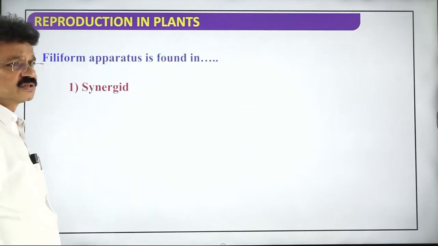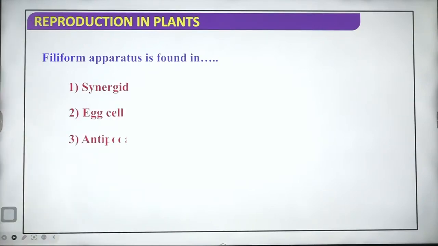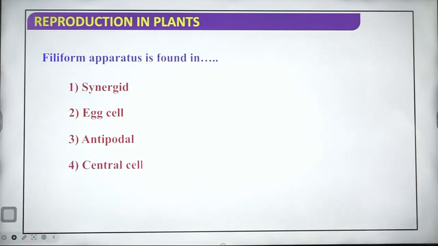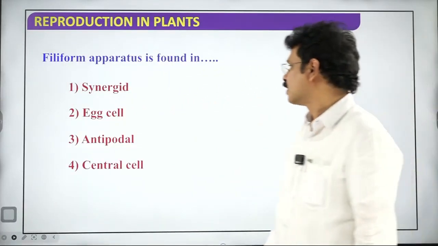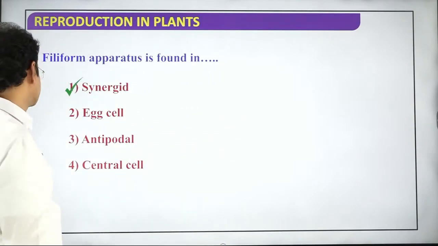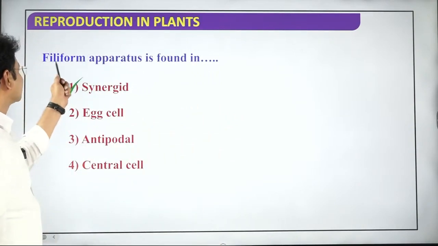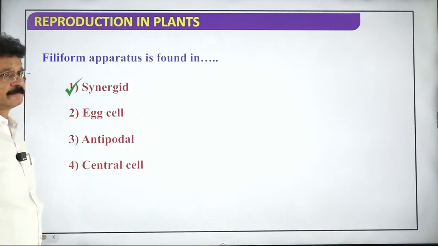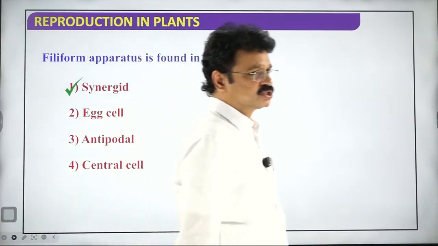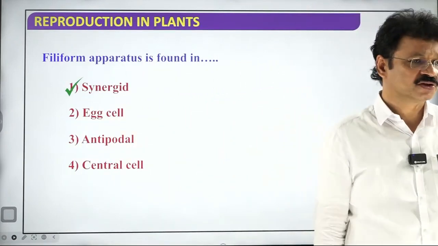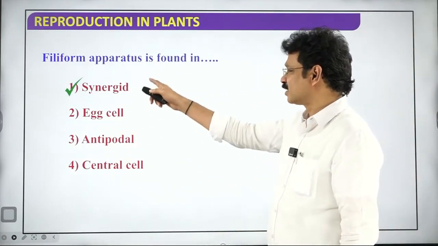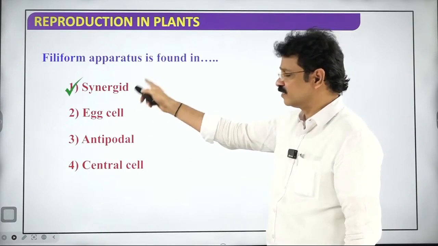Try to answer these questions. Filiform apparatus is found in? Answer: synergid. Yes, first option. What is the function of this filiform apparatus? The chemical secretions of the filiform apparatus guide the entry of the pollen tube. The entry of the pollen tube into the embryo sac is regulated by the chemical secretions of the synergid.